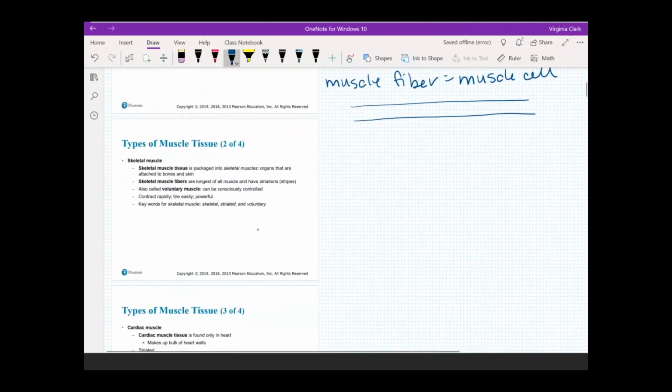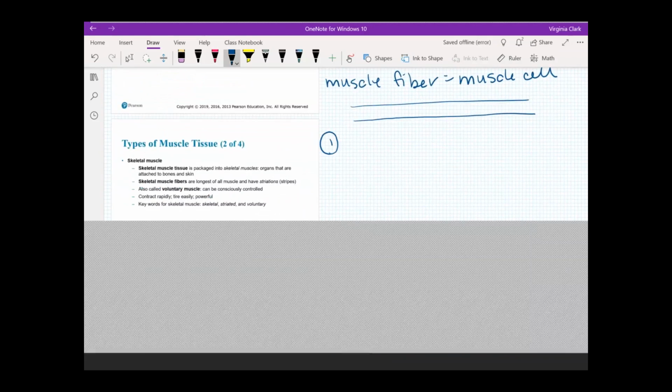So starting with our first type of muscle tissue, we're going to have our skeletal muscle tissue.